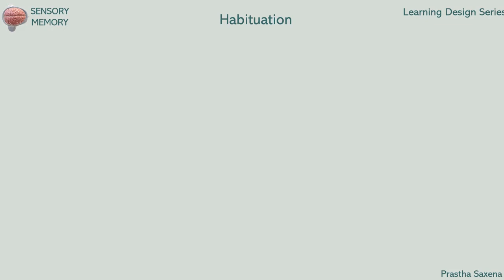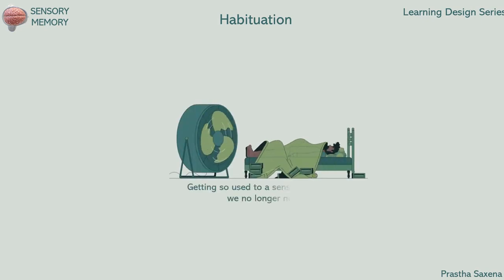The second concept of instructional design relating to sensory memory after attention is habituation. Habituation is when we get so used to a sensory stimulus that we no longer notice it as being there. So if you're sitting in a room and there's an AC unit, it has been humming all the time, but before I mentioned it, you were not noticing it because you had become habituated to it.